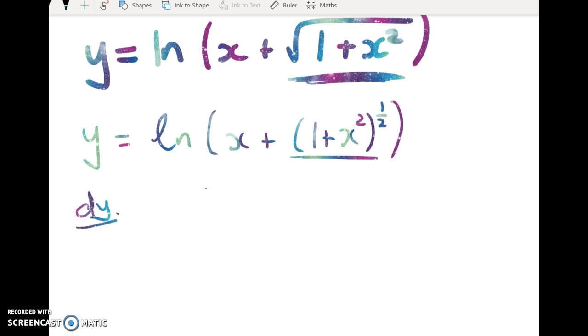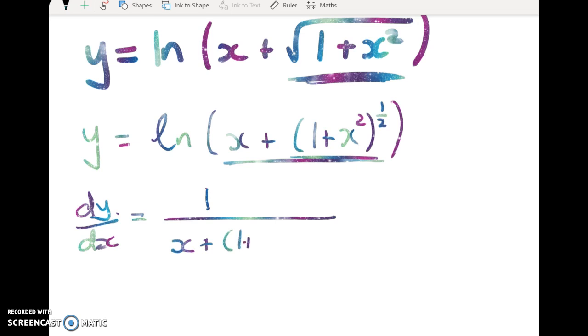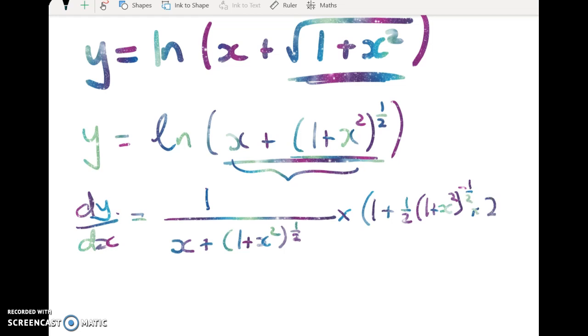So when we differentiate a log, we use the chain rule, and the first bit is going to be 1 over this thing here. So 1 over the inside function, x plus 1 plus x squared to the power of a half. And then I differentiate the inside function. So it's going to be times 1 plus a half of 1 plus x squared to the power of negative a half times 2x.